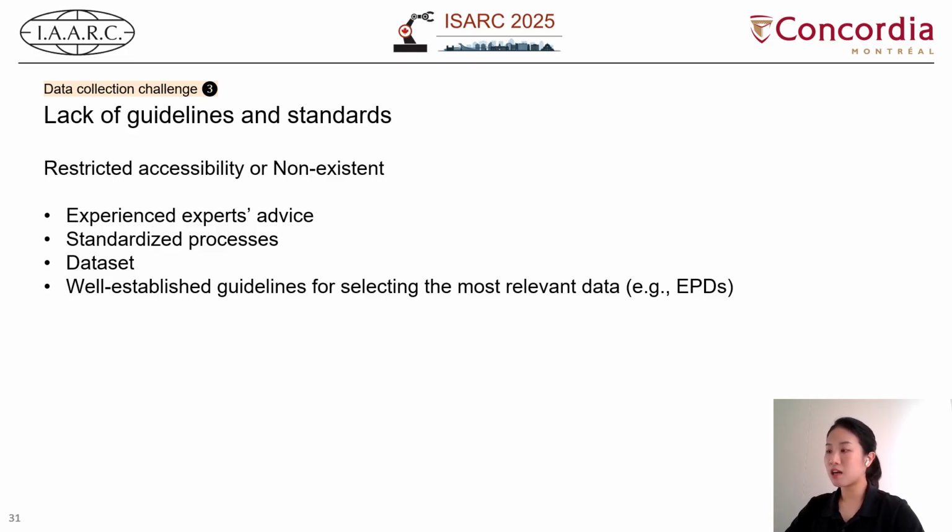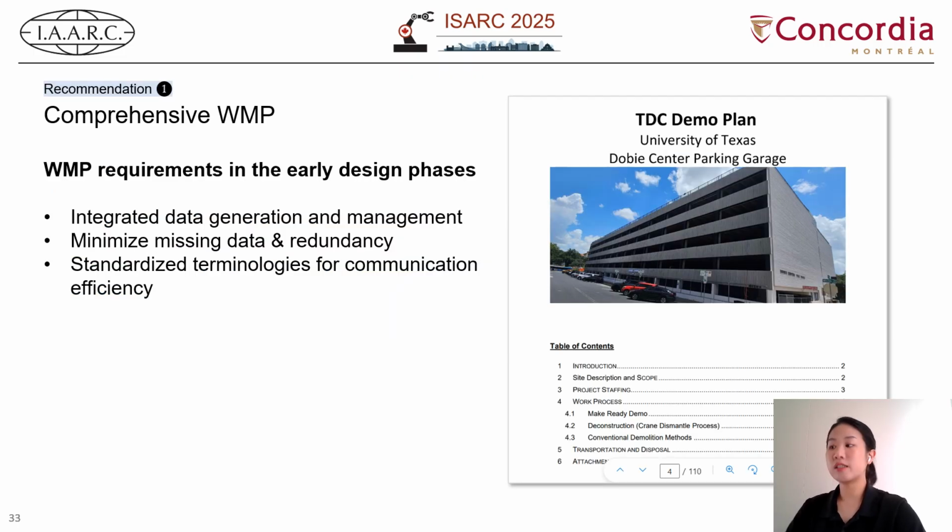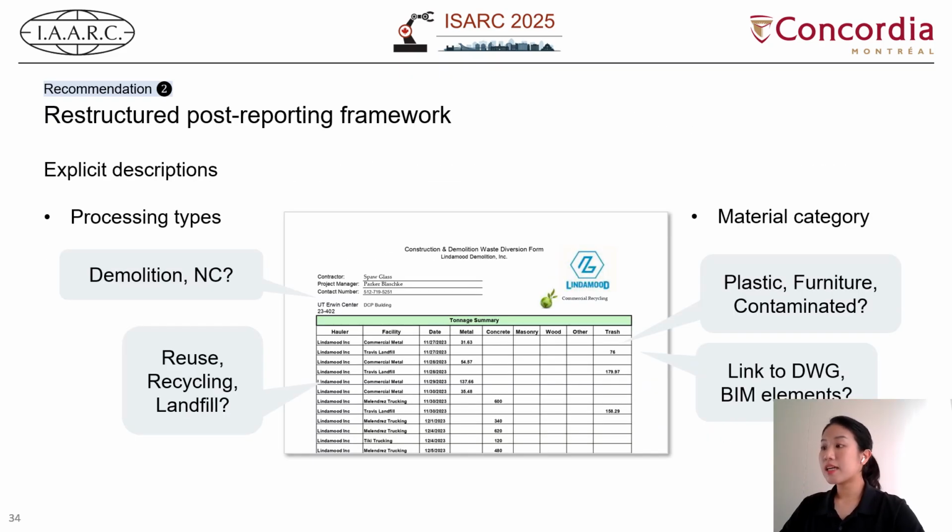Since these challenges impede the adoption of waste diversion, we propose the following strategies to facilitate the waste diversion assessment process. The first recommendation is to use a comprehensive waste management plan, WMP, to integrate data management and limit the uncertainties. Requiring the submission of WMP in the early design phases will enable waste-related thinking throughout the project and standardized terminologies, enhancing the communication.